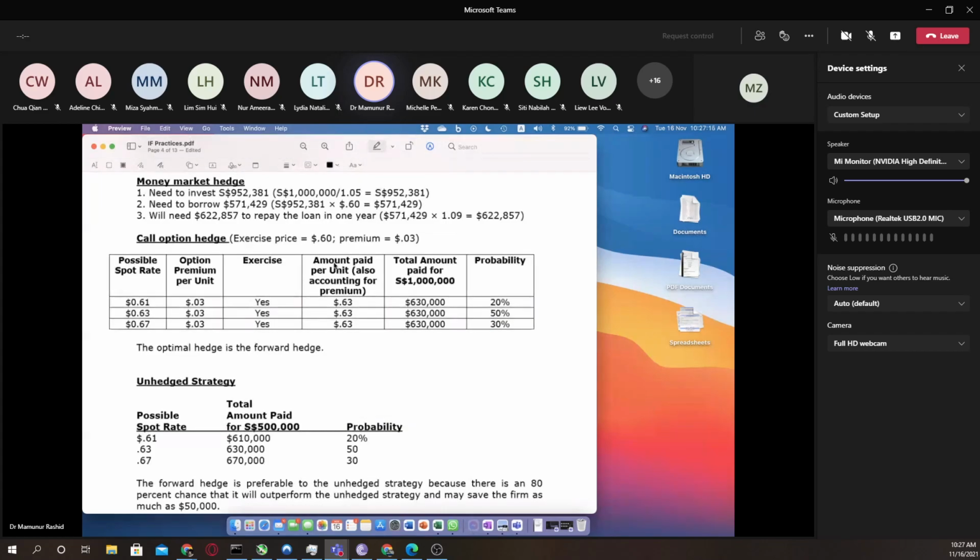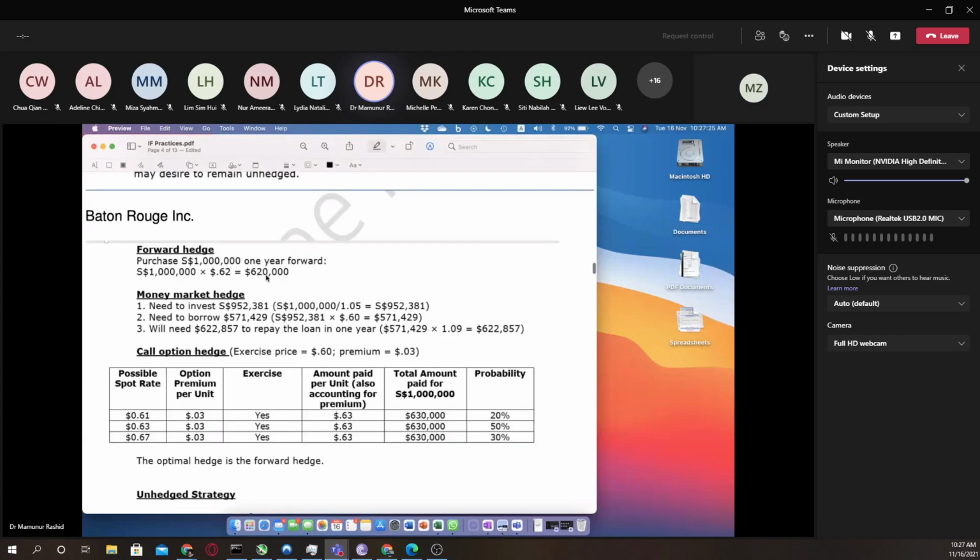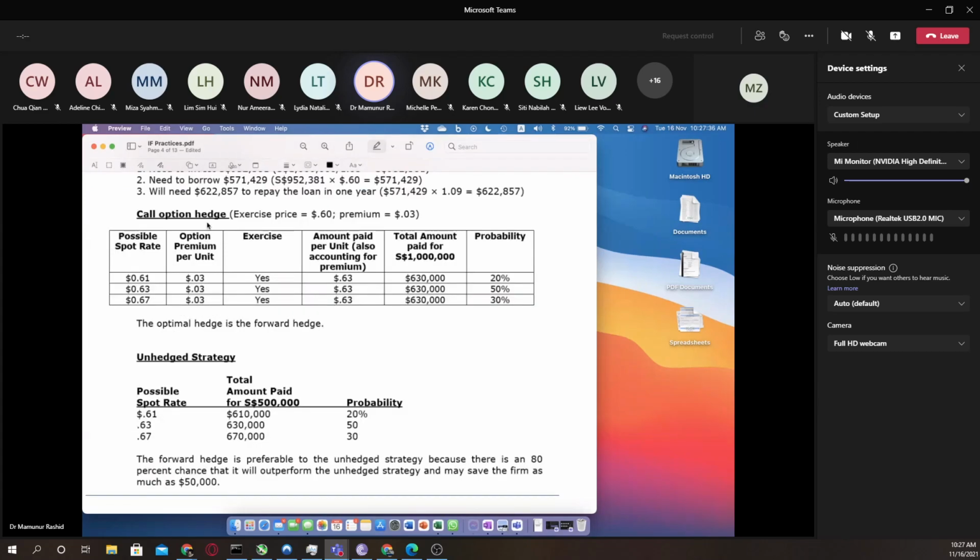So they found that the total money market hedge amount is 622,857, while in forward contract it is 620,000. So obviously forward contract is less expensive. And then comes the call option. Call option is the right to buy. So you need to buy foreign currency, Singapore dollar, to pay for your payables. So call option fits with payable.